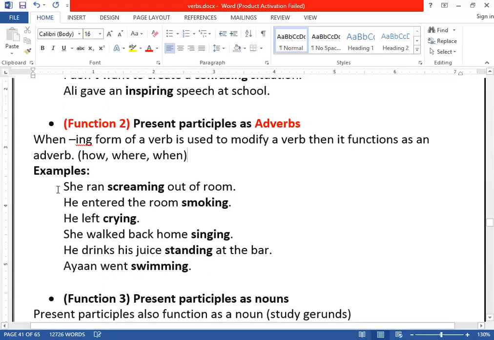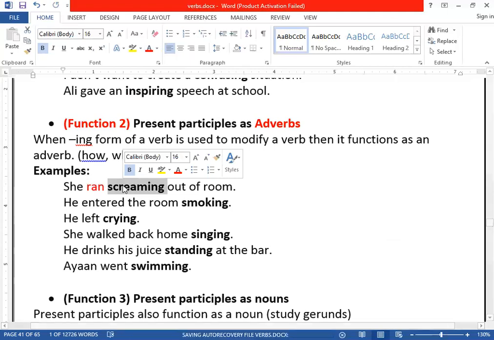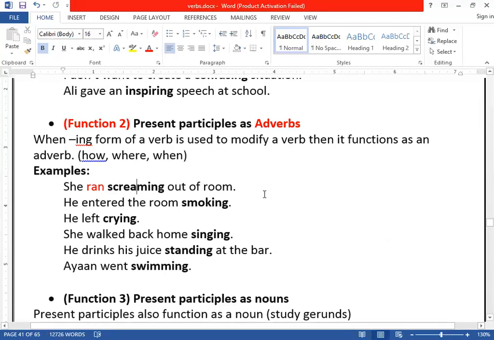Let's take an example for this one. She ran. Clear? Which one is the verb? Ran. How? She runs. Clear? She runs how? Screaming, for example. She runs shouting. Now look here. She runs how? It gives the answer for what? For how. It talks about the manner, how an action happens. Like for example, he walks. How? He walks screaming. Are you getting it? So now in this case, screaming is the ing form, the present participle form of the verb. So it functions as what? It functions as an adverb, because it modifies what? It gives more information about the verb.